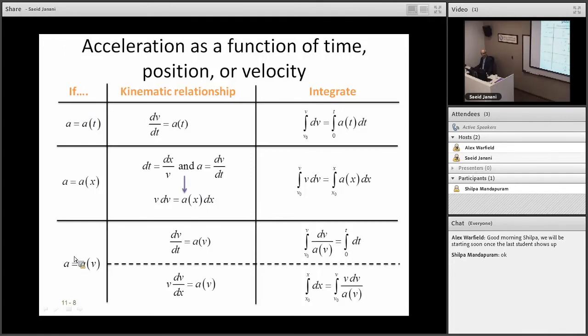Yes? What is the equation at the bottom? dv, dx, left side? Which one? This one, if acceleration is a function of velocity.